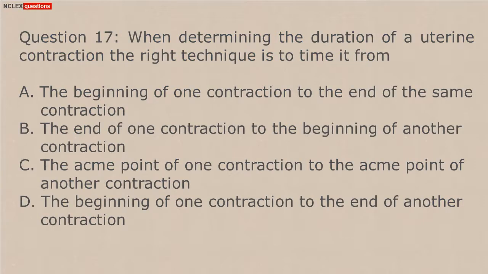Question 12. If the labor period lasts only for 3 hours, the nurse should suspect that the following conditions may occur. 1. Laceration of cervix. 2. Laceration of perineum. 3. Cranial hematoma in the fetus. 4. Fetal anoxia. A. 1 and 2. B. 2 and 4. C. 2, 3, 4.